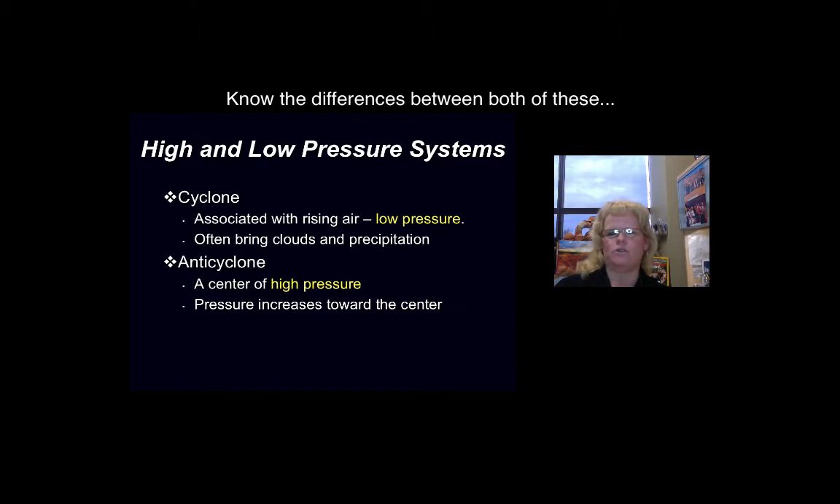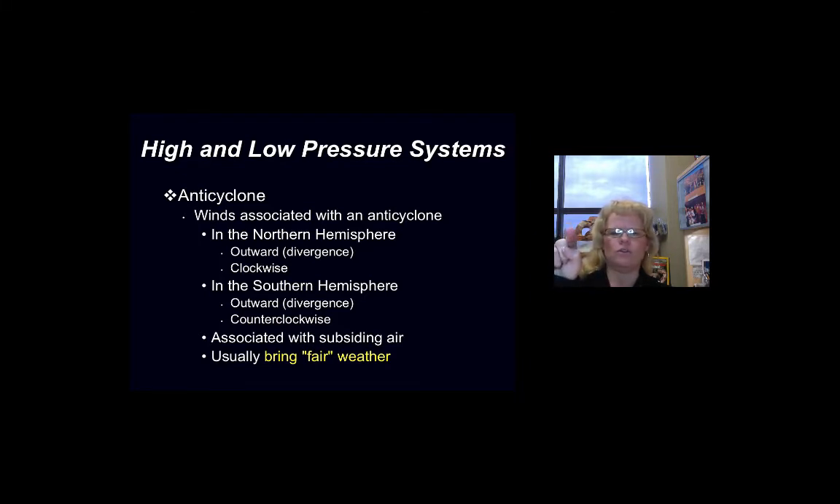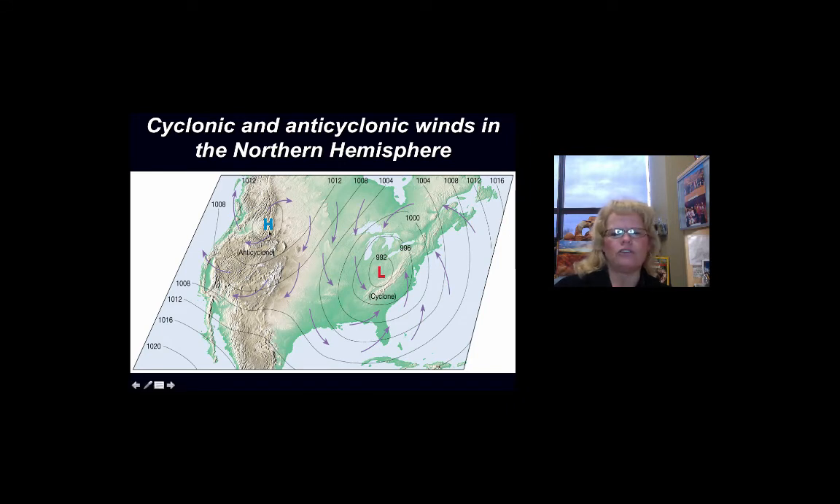An anticyclone would be just the opposite. It'd be a big H on the map. So a high pressure system would be considered an anticyclone, and a low pressure system would be considered a cyclone. On anticyclones, winds in the northern hemisphere tend to be outward and diverge in a clockwise manner, and in the southern hemisphere, anticyclones move in a divergent manner outward, but in a counterclockwise fashion. Anticyclones should always be associated with high and fair weather conditions. So here's an H that would be an anticyclone. The L would be a cyclone.